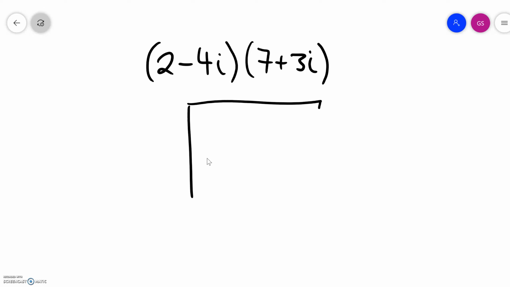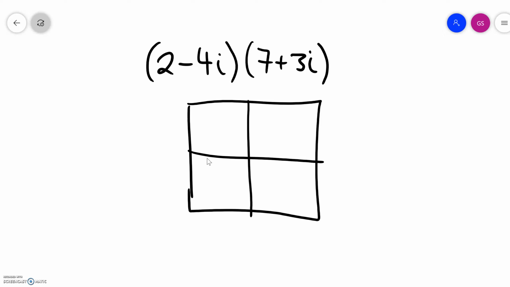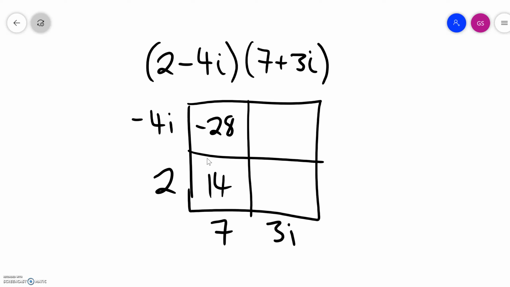So I'm just going to draw a little box to organize my work. So I'm going to do 2 minus 4i, and I'm going to do 7 plus 3i. All right, 2 times 7, that's easy. 14. 7 times 4i is negative 28i. I should say negative 4i. 3i times 2 is 6i. And then 3i times negative 4i is negative 12i squared.